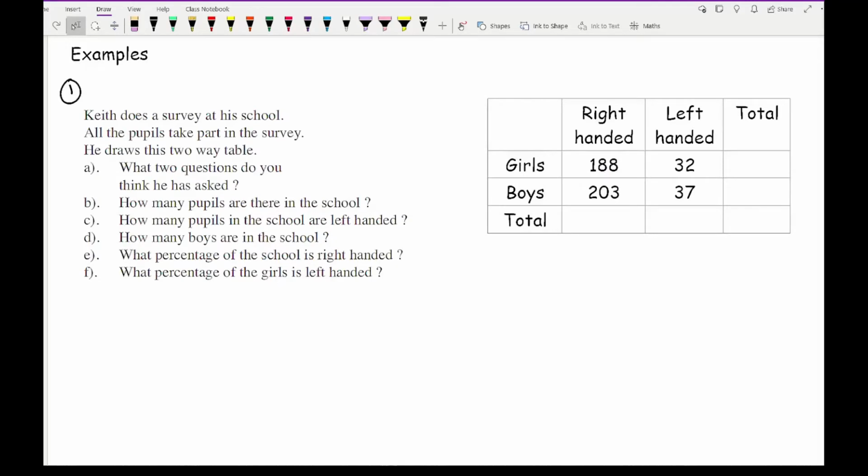So let's have a look at this first example. It says that Keith does a survey at his school. All the pupils take part in the survey and he draws his two-way table. The first part of the question is saying, what 2 questions do you think he asked? So looking at this table, which the totals haven't been completed, we can see that one of them is going to be, I'm guessing, what is your gender?